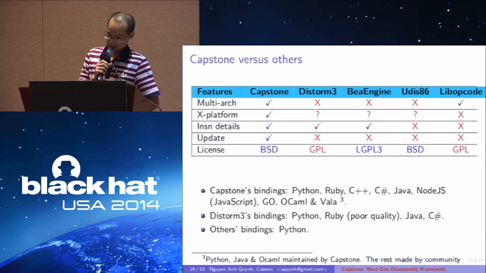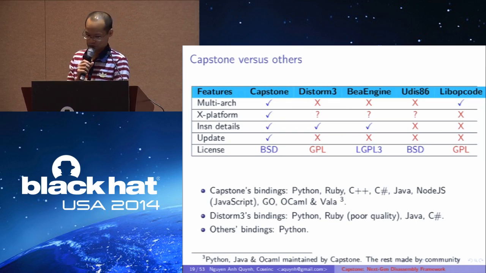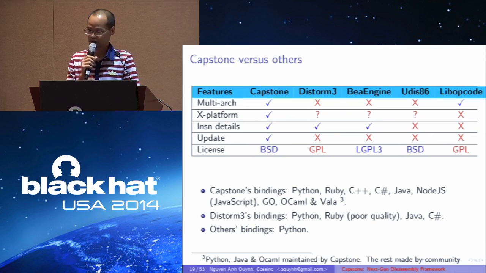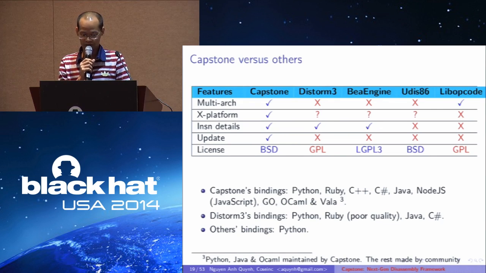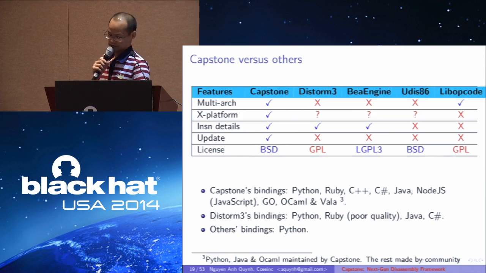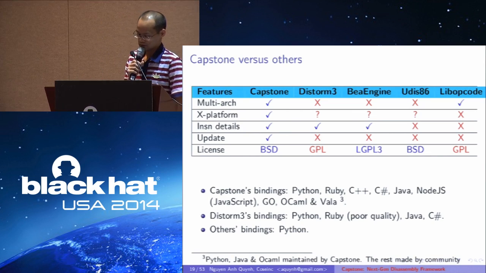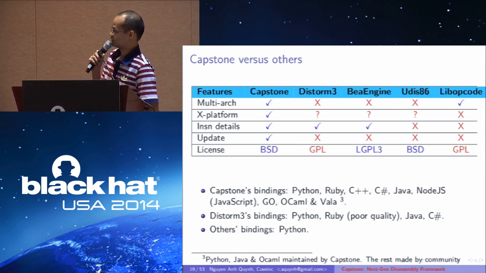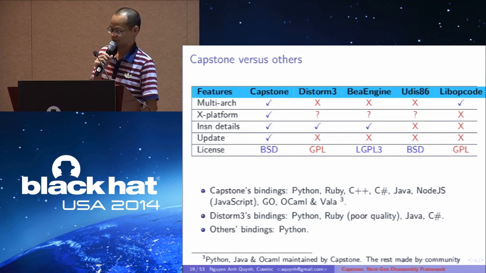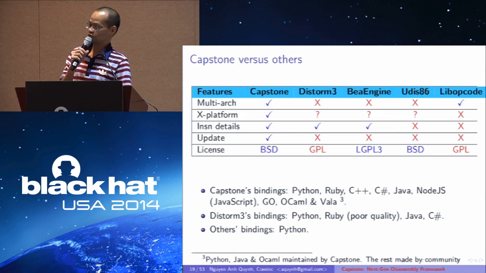At the bottom, you can see the list of the bindings of Capstone. We support Python, Ruby, C++, C#, Java, NodeJS, which is JavaScript, Go, we even have Go bindings, OCaml, and Vala. And 3 of those bindings are maintained inside the project, and the rest were made by the community. And you can compare with others. DStorm, another good one, supports Python and Ruby, but the Ruby bindings are pretty poor, Java and C#, and the rest only support Python. So we are pretty good on everything.